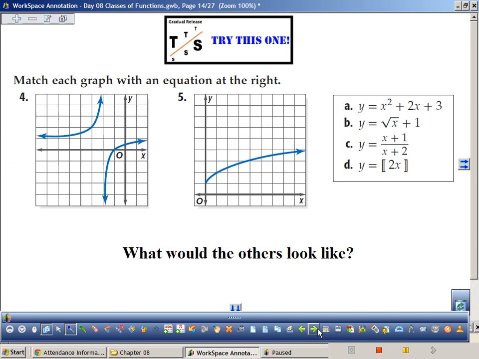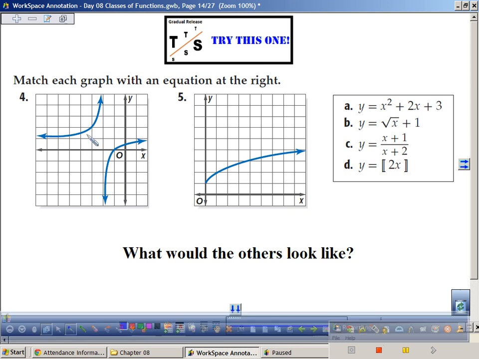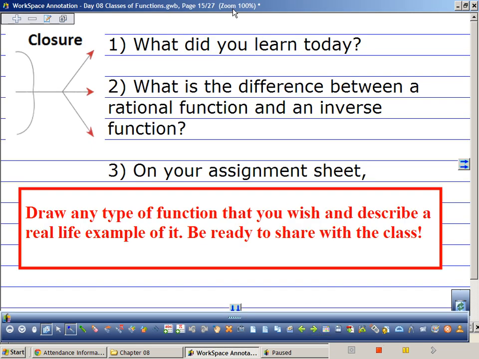Something for us to talk about. Let's talk about match each graph with equation at the right. So number 4 is what type of function? A rational function. Which one of these equations matches this graph? C. Number 5, guys, please don't pack up. Number 5, which one of these equations matches that one? B. Good. We will talk about the other ones tomorrow, but let's do our closing thought.